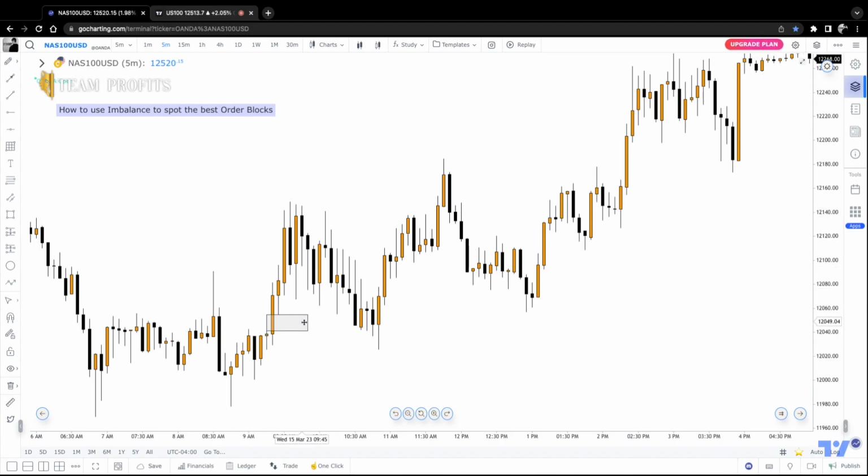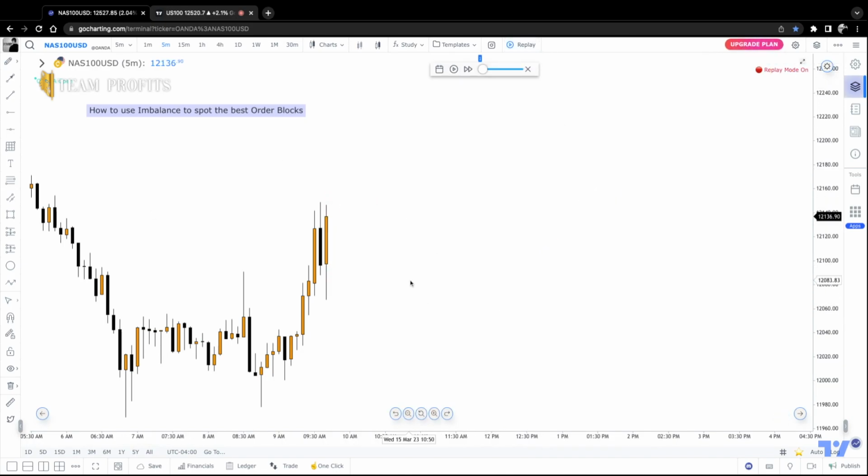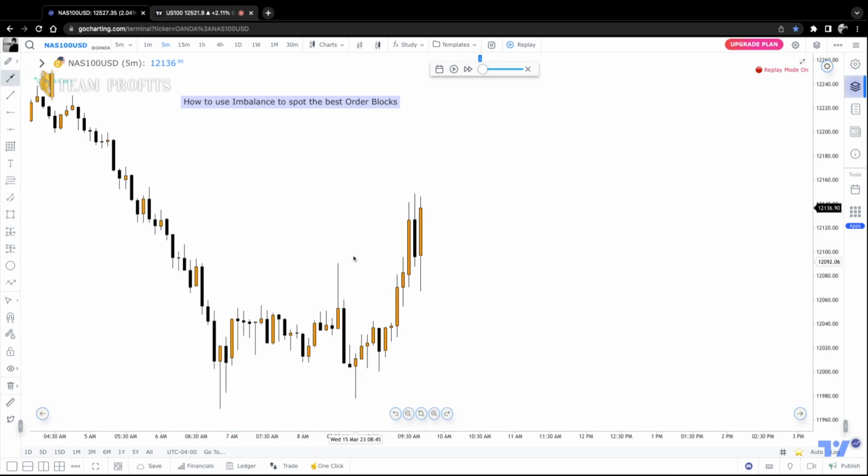Now, just because you're seeing imbalance, it doesn't mean the market will come back down to fill the gap. No, not necessarily. Sometimes you will see it, sometimes you won't. And for that, let me actually just go here. Yeah, for example, let's try to go here and we see this break. The market broke this structure. We had this break of structure right there.